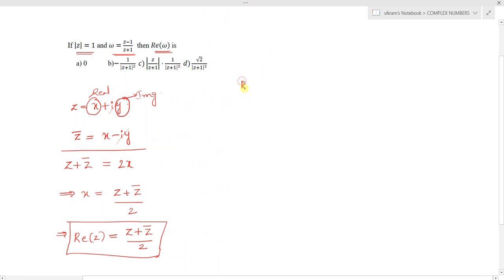Now what is being asked? The real part of w. The real part of w we can write as (w plus w conjugate) by 2, where w equals, I am replacing it, (z minus 1) by (z plus 1), plus (z minus 1) by (z plus 1) conjugate, by 2.